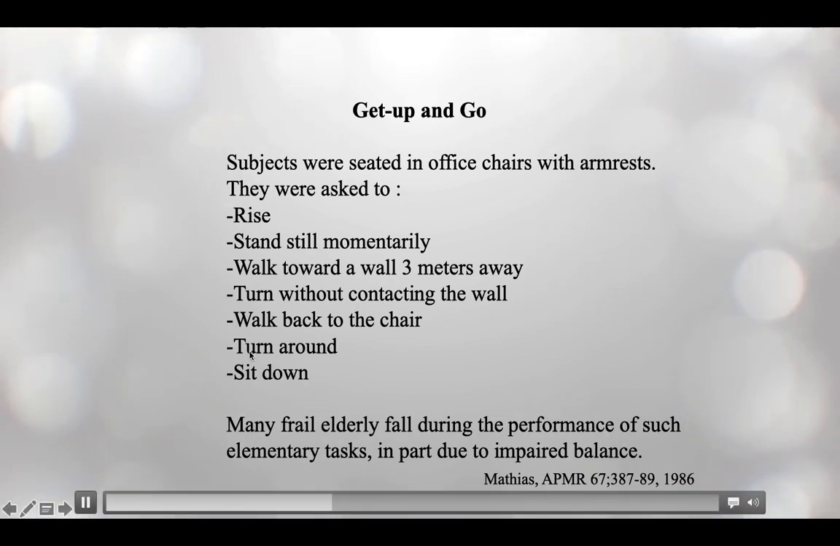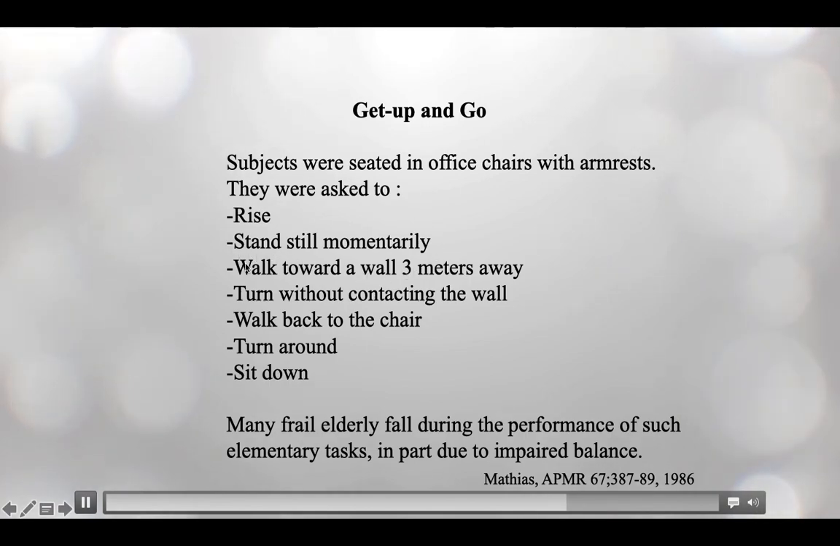These are the components of the get up and go test. So just focus. Rise from the chair. Stand still momentarily. That means first rise from the chair, and this is similar to the immediate standing balance. Rise from the chair, and then after rising, stand still for some seconds.